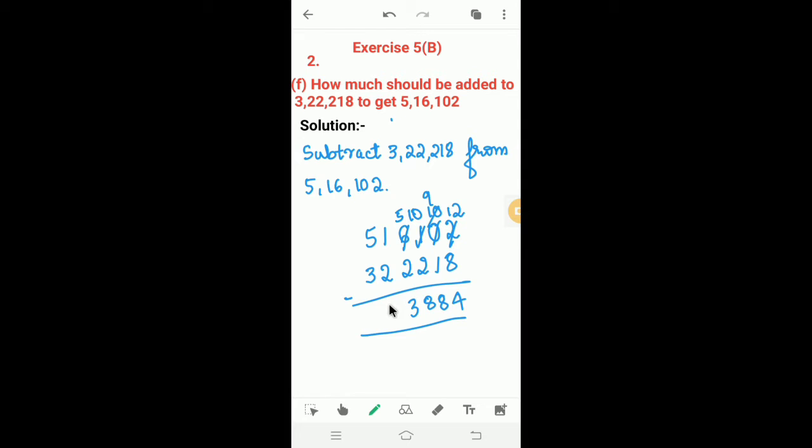1 minus 2 is possible to subtract? No, it is not possible. So what we have to do? We have to borrow from next number. The next number is 5. If we borrow from 5, then 5 becomes 4 and here 1 becomes 11. 11 minus 2 is how much? 11 minus 2 is 9. 4 minus 3 is 1. The answer is 1,93,884.